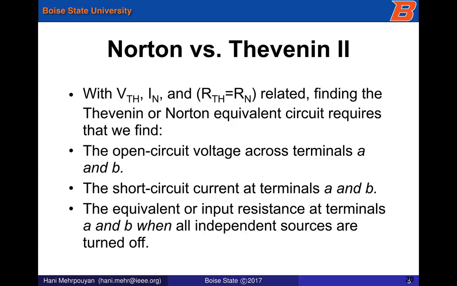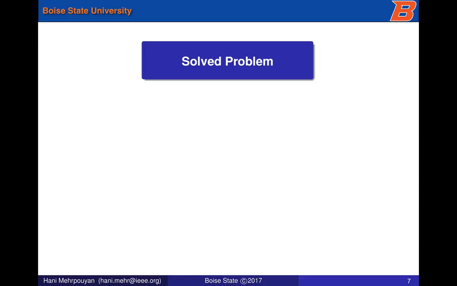As we mentioned, the ideas are the same. R_TH is going to be equal to R_N. You would find the open circuit voltage to find the Thevenin equivalence, and you would find the short circuit current to find the Norton equivalence. And you have to turn off all the independent sources to find the equivalent resistance, as we mentioned before. If you do have a dependent source there, though, you do not turn it off. You leave it as is, and then you have to use a test voltage to try to determine what the equivalent resistance of the circuit is.